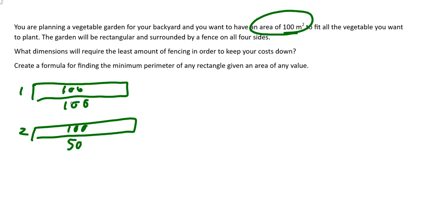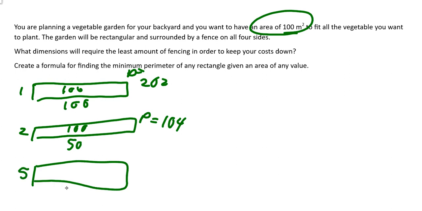So in this case, the perimeter will be 202. In this case, the perimeter will be 104. I could do one that was like 5 and 20, and that's still an area of 100. In that case, the perimeter is 50. So my perimeter is significantly going down as I change the shape. So remember, what kind of shape is going to give me the biggest area for the least perimeter? That's a square.